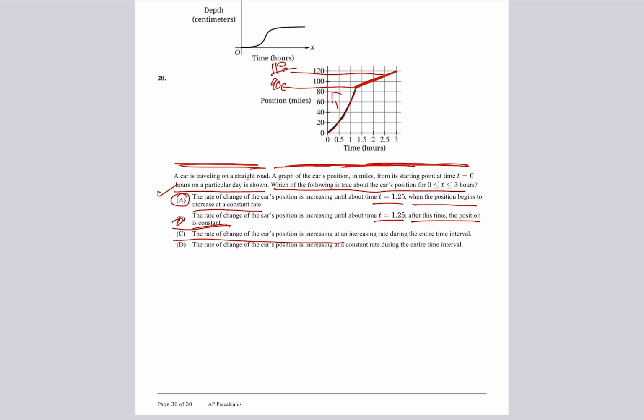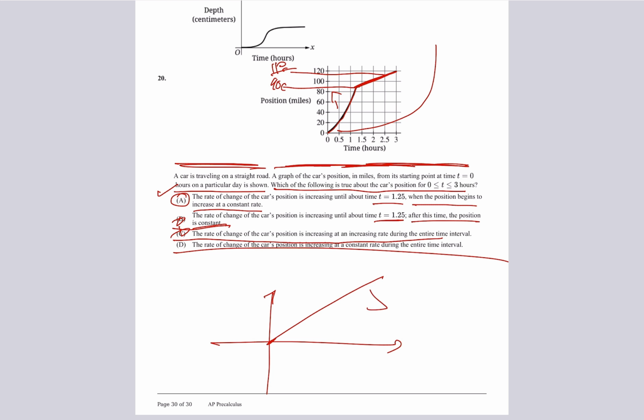What about C? The rate of change of the car's position is increasing at an increasing rate during the entire time interval? No. Do I see a function that just looks like this? C is out. What about D? They're saying that it's increasing at a constant rate. Do I see just a straight line going on? That is also not the case. D is out. So it is option A.